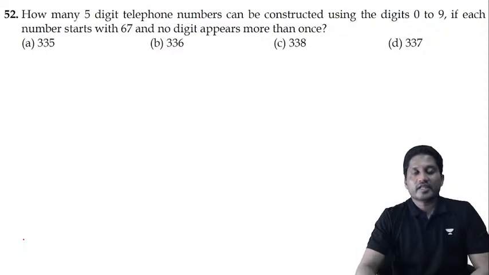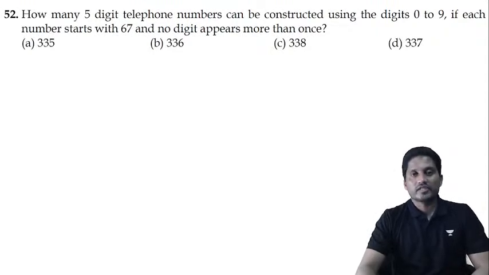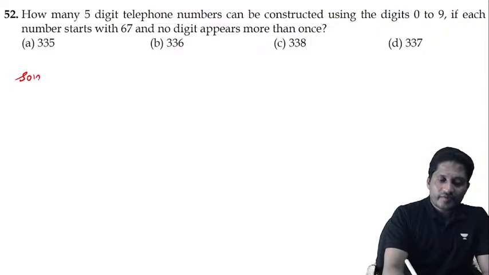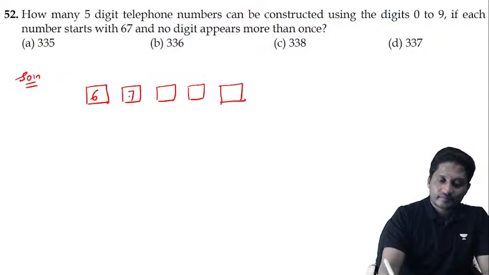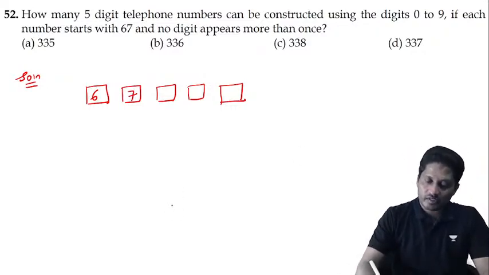How many 5-digit telephone numbers can be constructed using the digits 0 to 9 if each number starts with 67 and no digit appears more than once? So I want 5-digit telephone numbers, right? 1, this will be 2, this is 3, 4 and 5. Each number starts with 67. Okay, and no digit appears more than once. 0 to 9, obviously it's a 10-digit number.